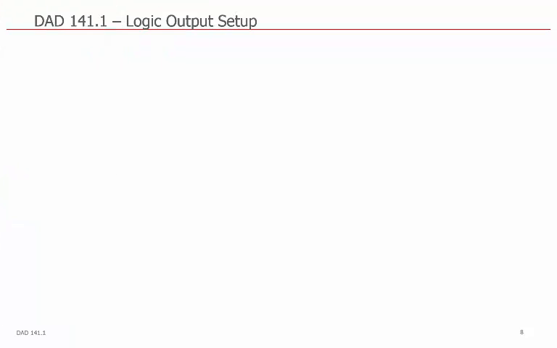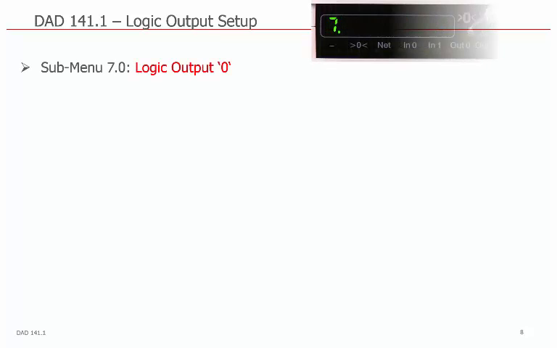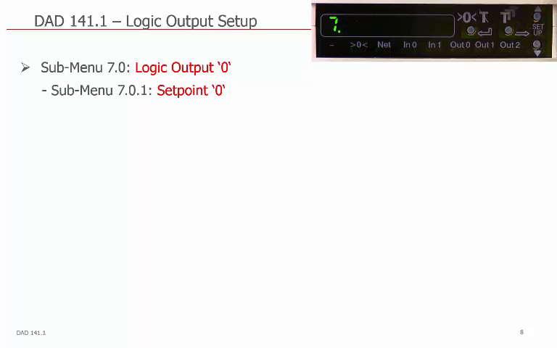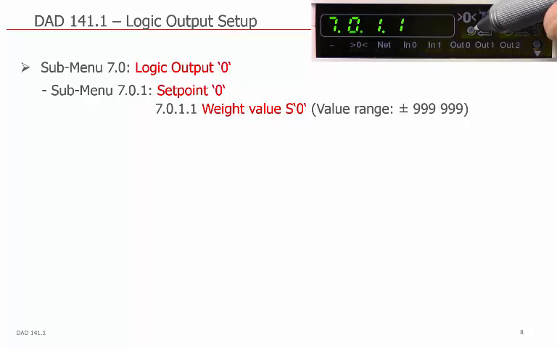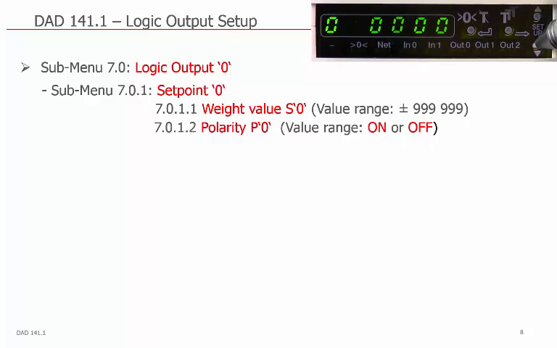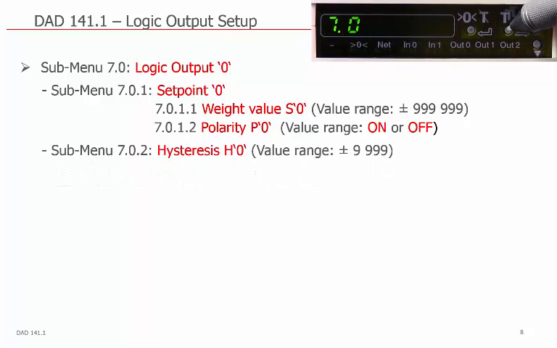The logic output setup. Submenu 7.0 for logic output 0 with 7.0.1 setup of set point 0. 7.0.1.1 setup value for set point 0. Value range plus minus 9999999. 7.0.1.2 setup of polarity for set point 0.